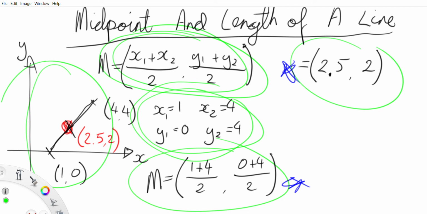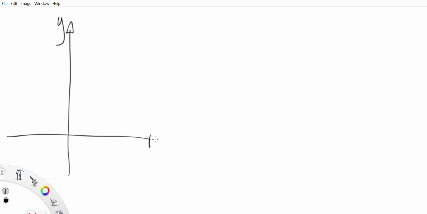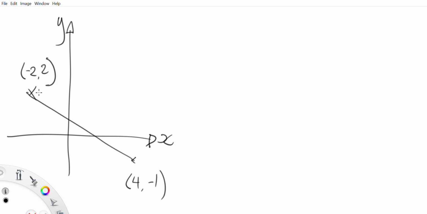The next part is finding the length of a line. This is the next challenge, and we're going to throw this back to our Pythagoras stuff. Let's draw it out with our y and our x. Let's say we've got the point here, and that is -2 and 2, and this point over here, which is 4 and -1. So we need to find the length of that line.